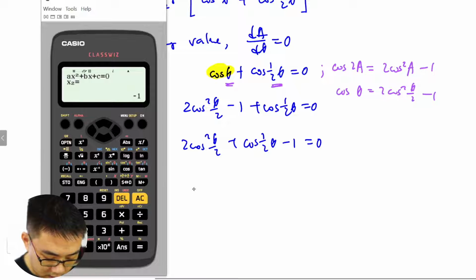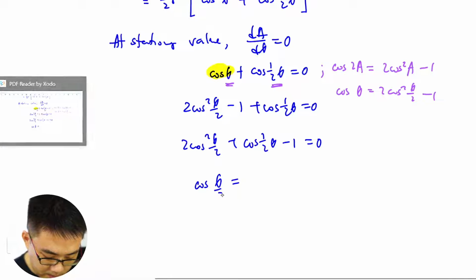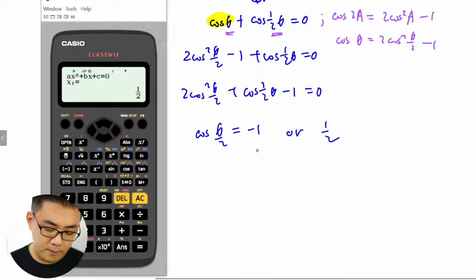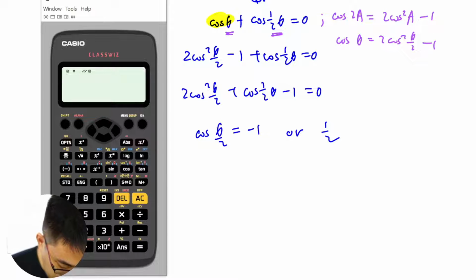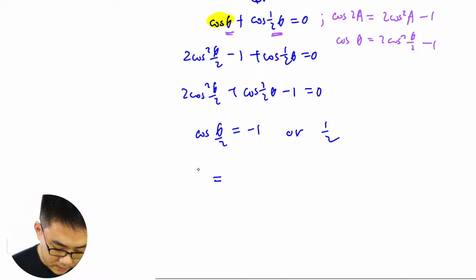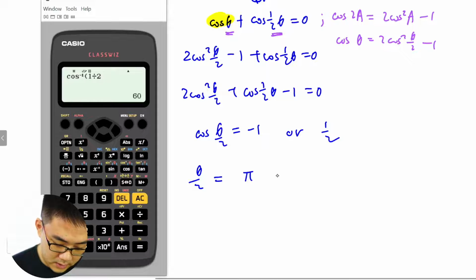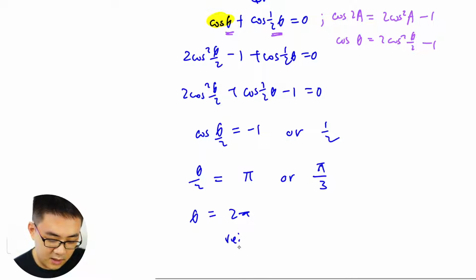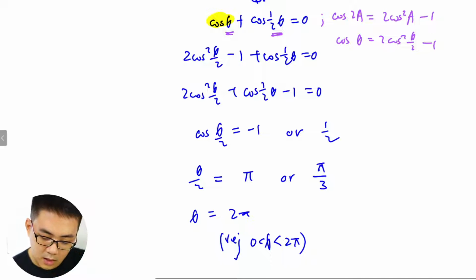This cos theta over 2 is negative 1 or half. Okay, cos inverse half would be pi over 3, so theta over 2 is pi over 3. Cos inverse negative 1 is pi, so theta would be 2 pi. Obviously we do not want that one because 2 pi doesn't make sense, so reject. Theta is between 0 and 2 pi, so it cannot be that. So this one will be theta equals 2/3 pi.